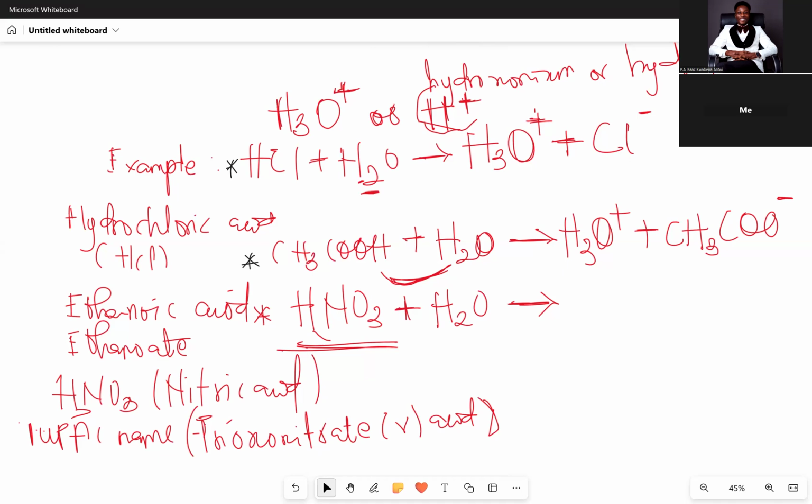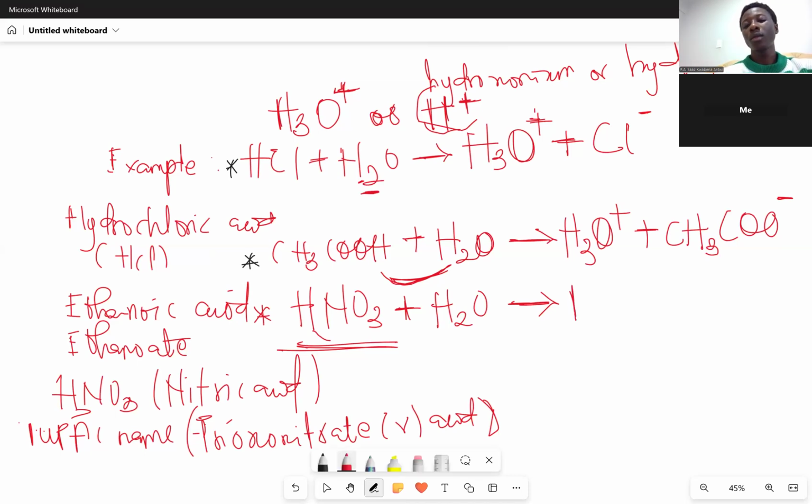Normally, we add the nitric acid to the H2O. What will we get? Yeah, so what is going to be the result? H3O+ plus what? Plus NO3 minus. Yeah, that's true.